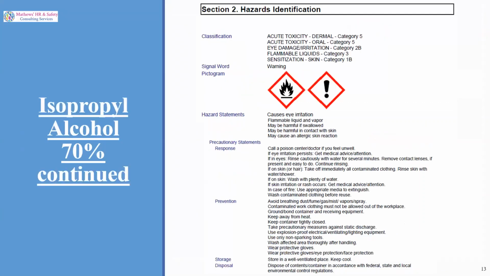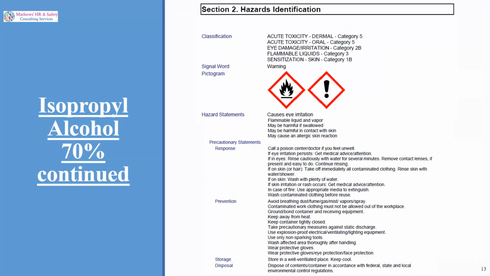Section 2 here is a little shocking to some people. They did not realize that isopropyl alcohol that we use every day for cleaning instruments and utilizing it to clean skin areas, prep, and things like that is actually an acute toxicity for the dermal and oral. It can cause eye damage and irritation. It's very flammable. A lot of people knew that.